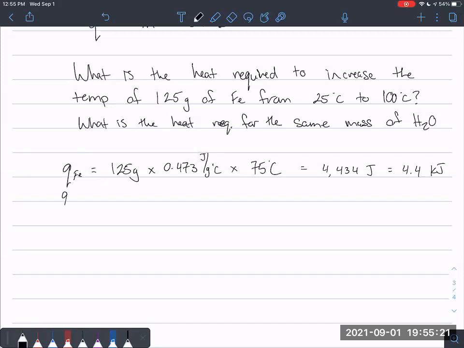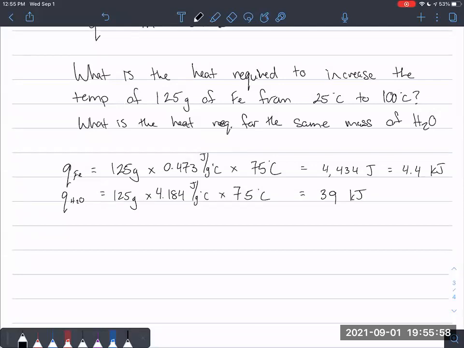From the same calculation for the water, 125 grams times 4.184 joules per gram degree Celsius times 75 degrees Celsius. We come out with 39 kilojoules. So significantly more. So you just input all the numbers given into the calculator? Mm-hmm. Okay.